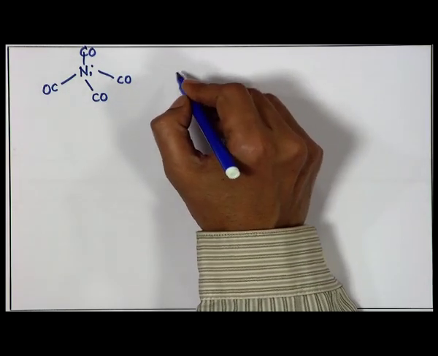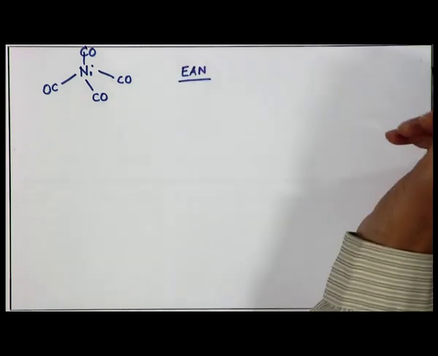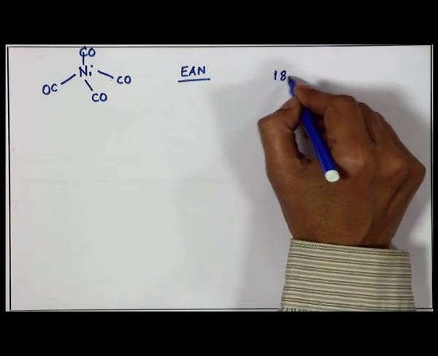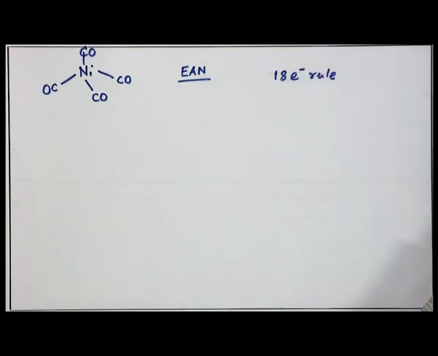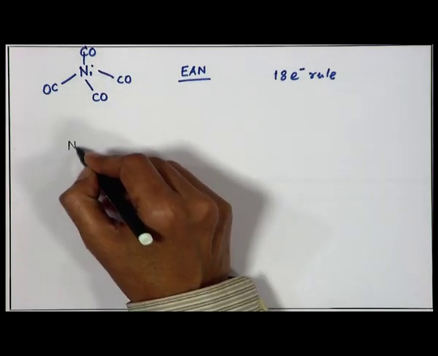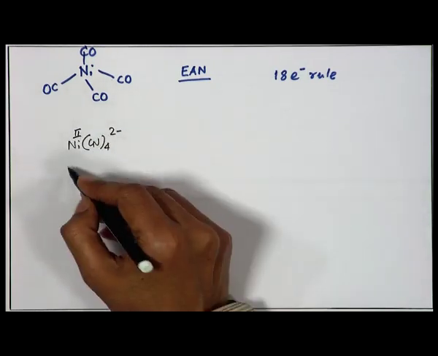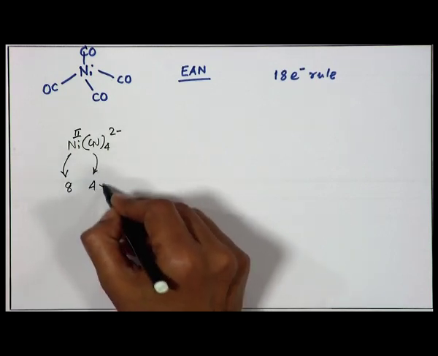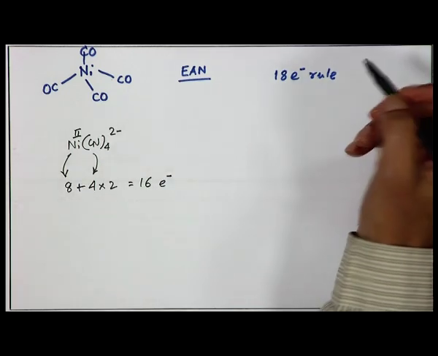Now, the stabilization. We can consider it a little with respect to the effective atomic number we use for the main group compounds, with respect to the 18 electron rule. The 18 electron rule can also be applied to these species, but first we should know the formula. Unlike your Ni(CN)4 2 minus, where the nickel is plus 2, the metal has 8 electrons, and the 4 ligands give 4 into 2, so 8 plus 8 is a 16 electron species. So, it is not an 18 electron species.